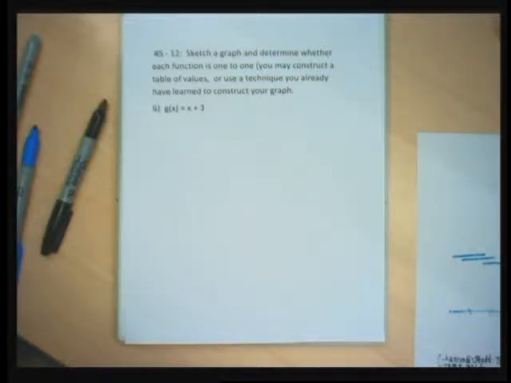I'm going to look at the graph and decide whether the function's one-to-one or not. And then somewhere I'm going to make some comments about if we don't have a graph and we have points, how can we tell if a function's one-to-one or not?